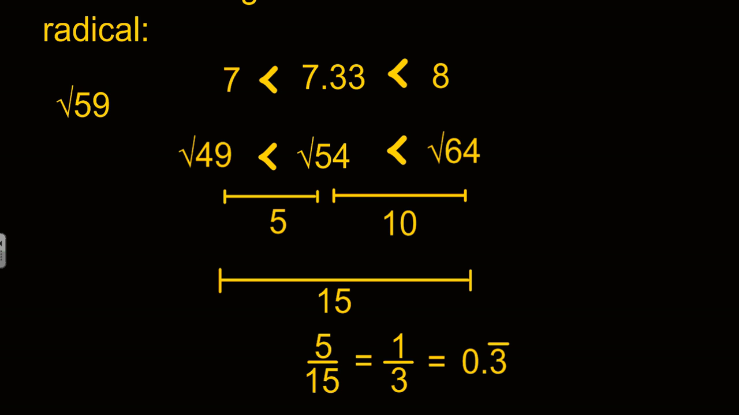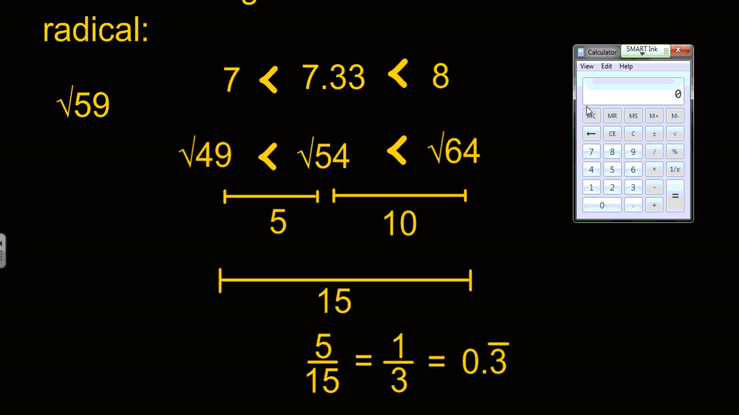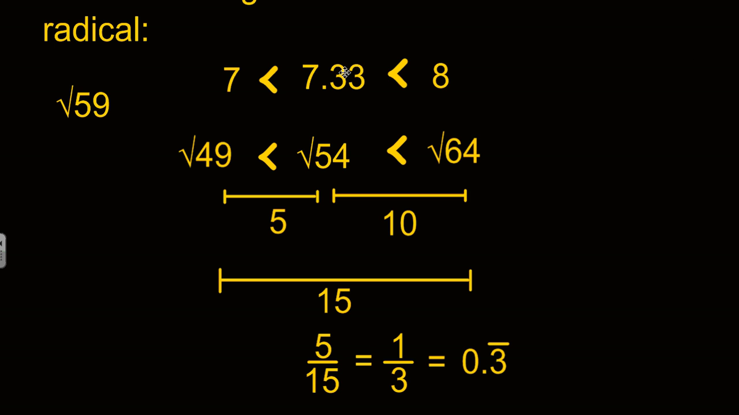Now I'm going to pull out the calculator again and test this theory out. So the square root of 54 is 7.348. So I was actually within about, if we rounded to the nearest hundredth, 7.35, I'm within 2/100 of the exact value. Close that out.